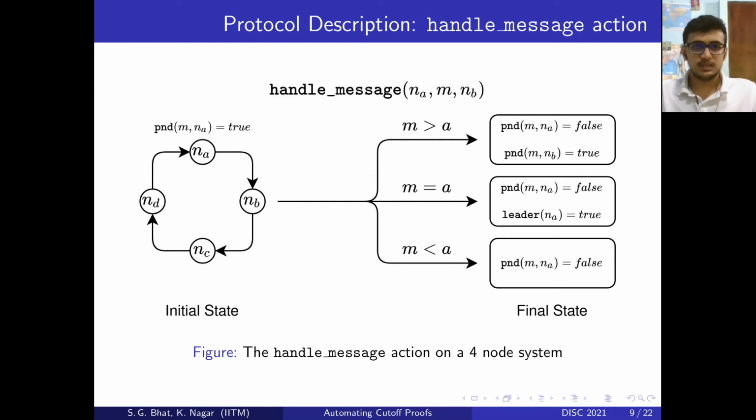If m is greater than A, then the message is forwarded to NA's neighbor NB. If m is equal to A, then the node A is elected as a leader, and if m is less than A, then the pending message is simply deleted from NA's pending queue.